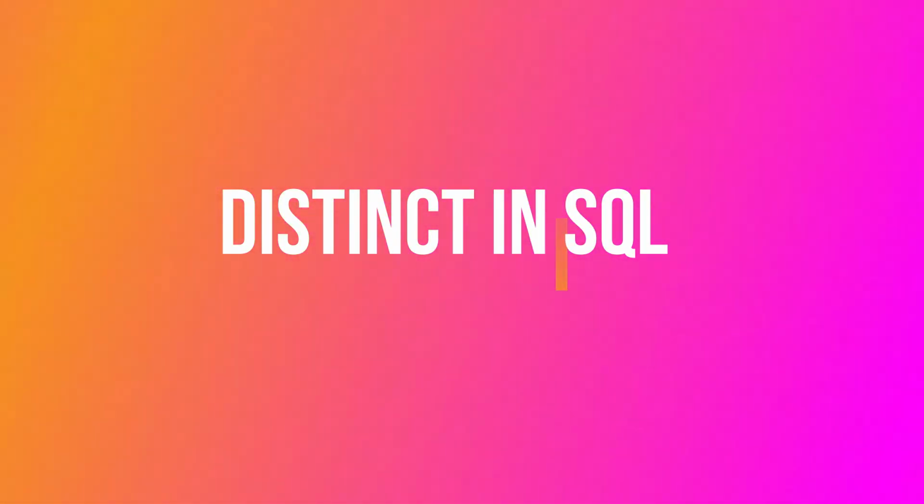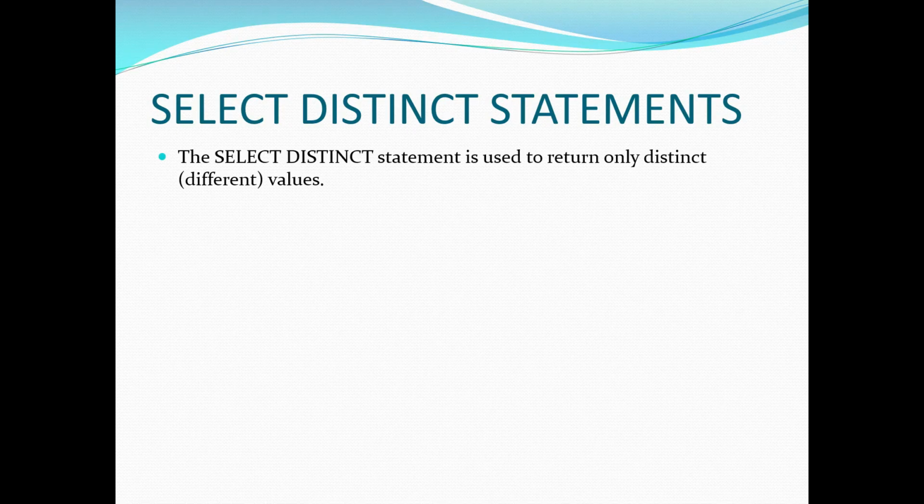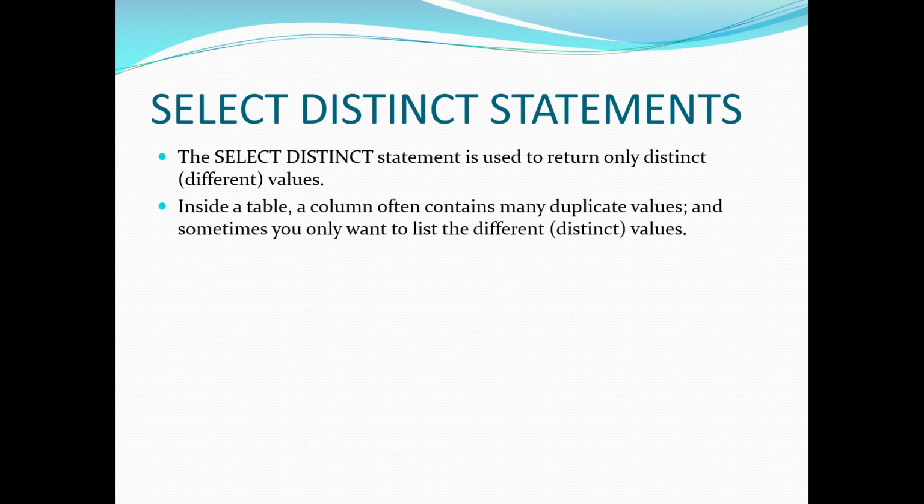The SELECT DISTINCT statement is used to return only distinct values, that is, unique values. For example, if I want to show the names only unique, if a duplicate name occurs in different rows, then show me only once, then the DISTINCT word will be used. Inside a table, a column often contains many duplicate values, and sometimes you only want to list the different, distinct values.